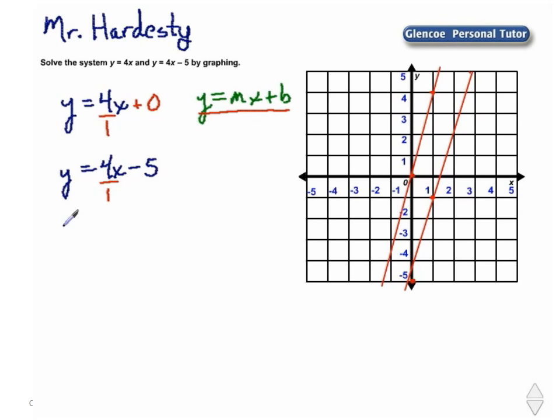And now we'll analyze our 2 lines. We can see that our 2 lines run parallel. Their slope was the same, so they will not intersect. We know to describe that solution as no solution, because these 2 lines do not intersect.